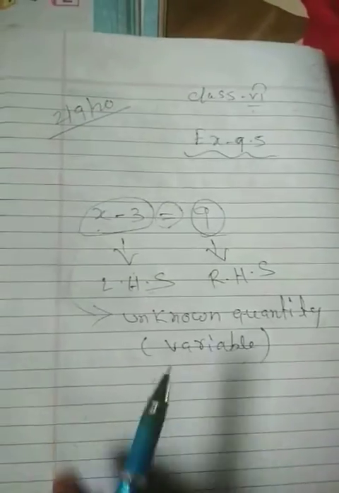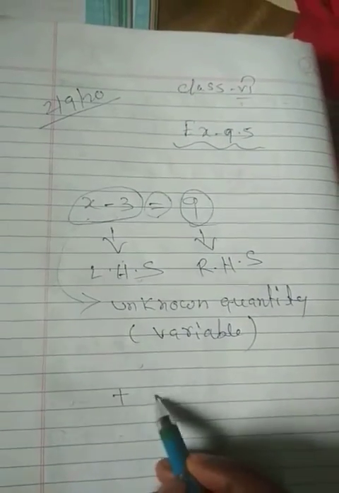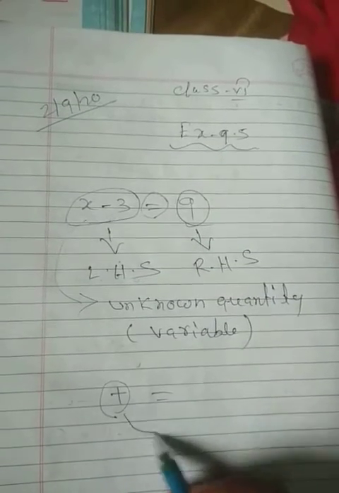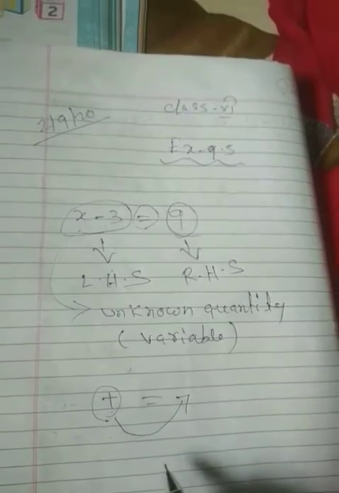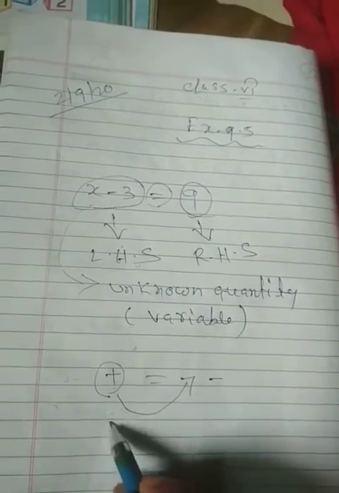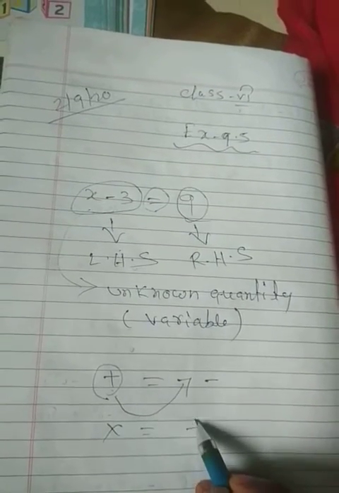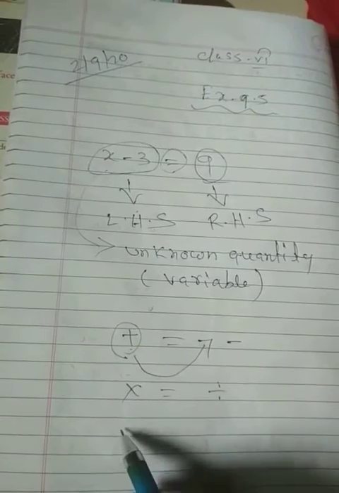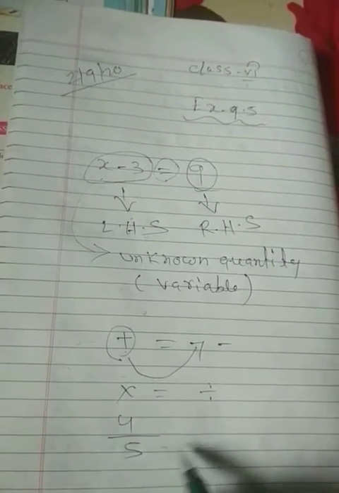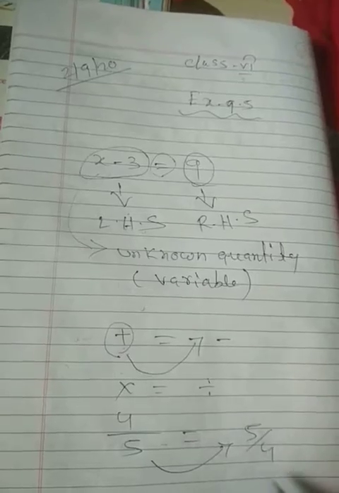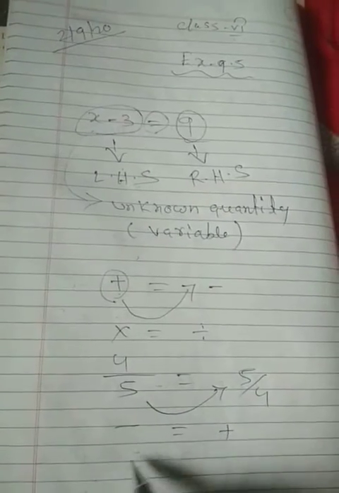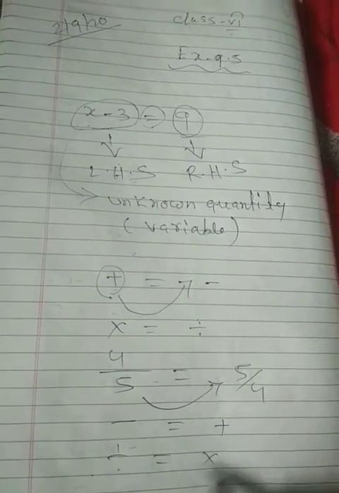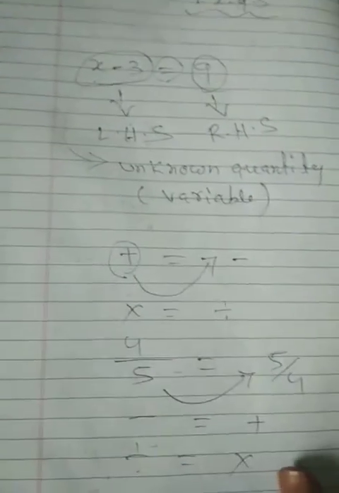And here are some rules. If you change the position, like this is LHS, there is a plus sign. If you shift that number to the right side, that will become minus. If there is a multiplication, that will become division. If there is a fraction like 4 by 5, if you change that to the right side, that becomes 5 by 4. If there is a minus, that will become plus. In that way, if there is a division, that will become multiplication. If you change the position in that way, the sign will be changed. That you have to remember.